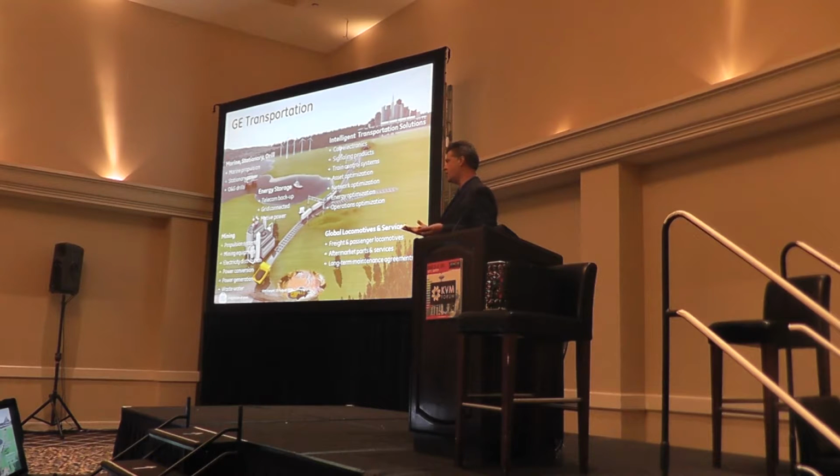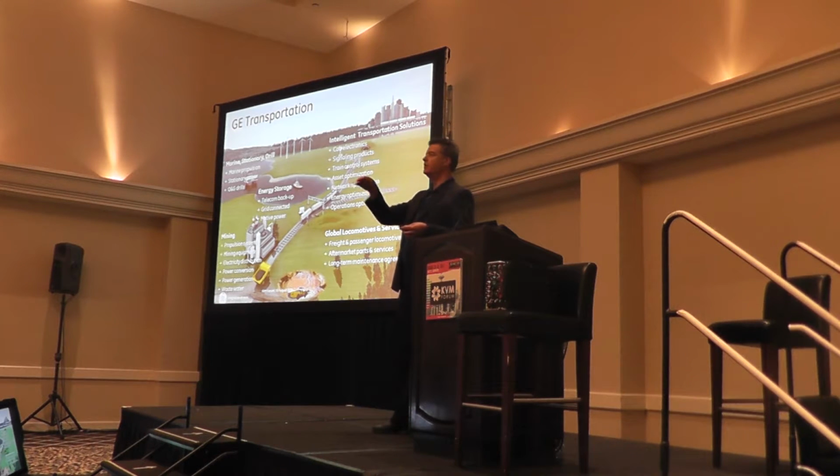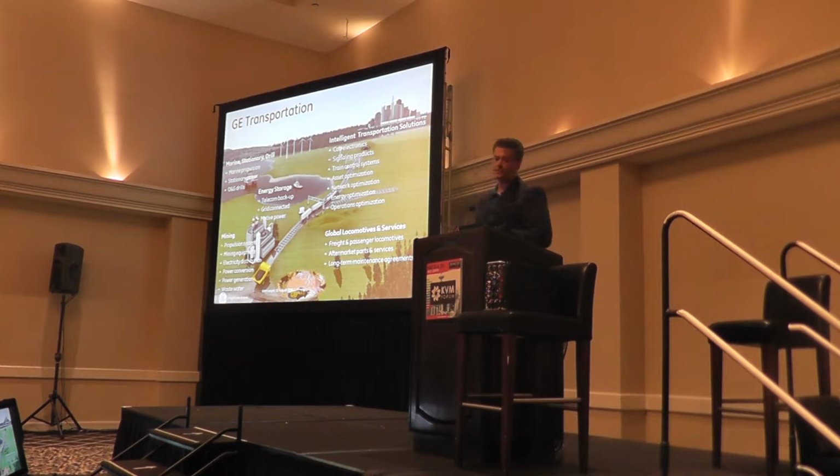So if you think about a train that's 2 miles long going over a hill, it is very normal to have the locomotives in the front have full braking on, and the locomotives in the back actually have traction on to push the rest of the train up the hill. So it's basically a product called distributed power that is one of our products.